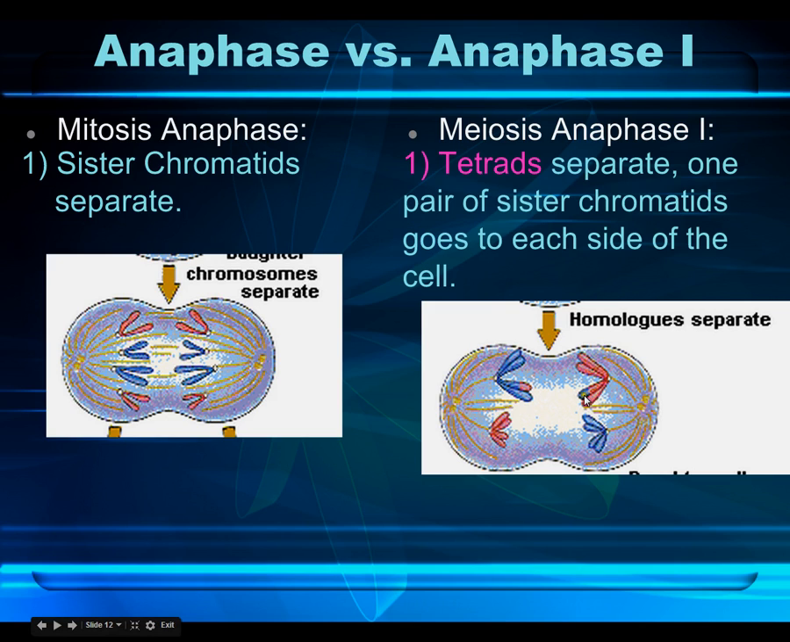Now, assuming that the red ones are dad and the blue ones are mom, notice that it's a mix of chromosomes. So not all of the ones from your mom go to one side and all of the ones from your dad go to the other side. That's not quite how it works. So, but there is one copy of, or one tetrad is split. So you have sister chromatids for this chromosome going to the left, this pair of sister chromatids going to the right.